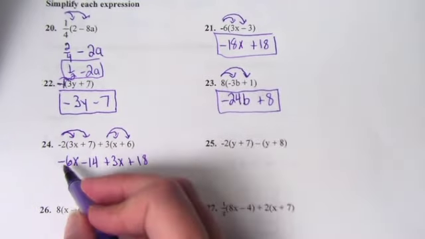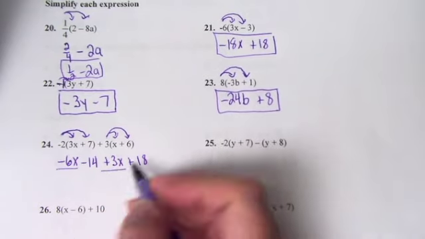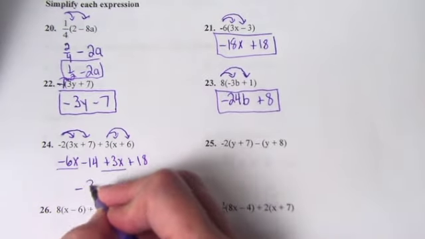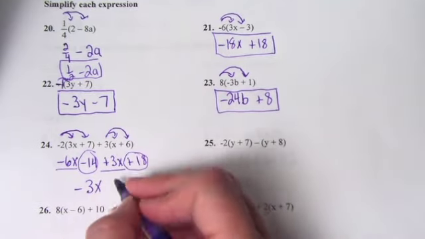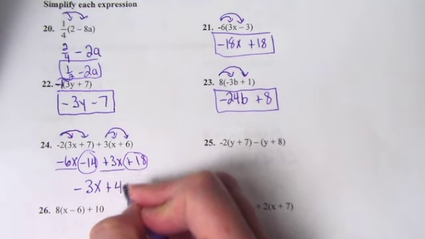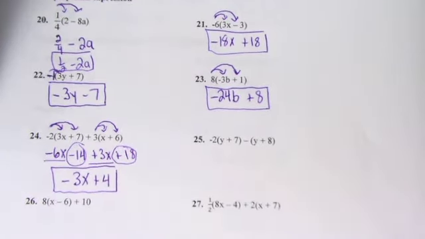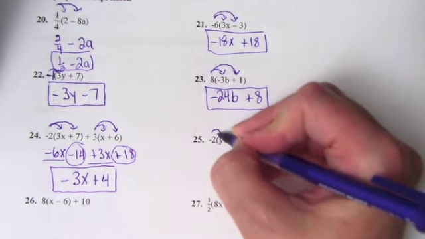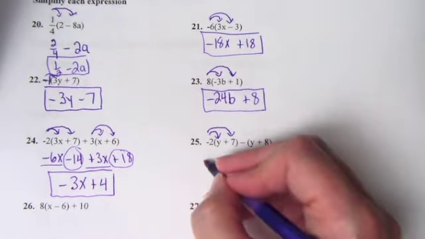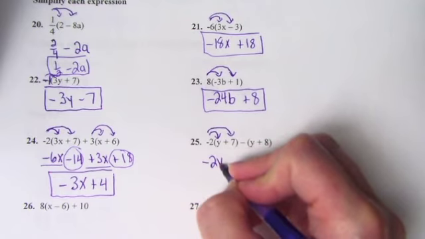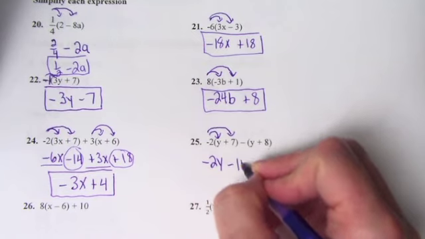Then we combine our like terms. We have -6x and positive 3x. That will give us -3x. And then -14, positive 18 gives you a positive 4. Okay, on number 25, we get -2 distributed to the y and to the 7. So we get -2y. And the -2 times 7 is -14.